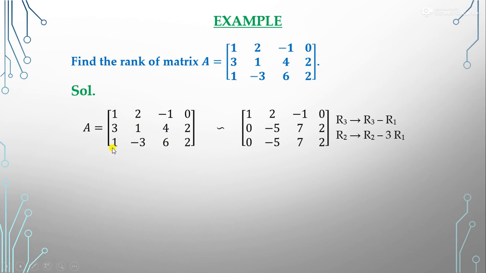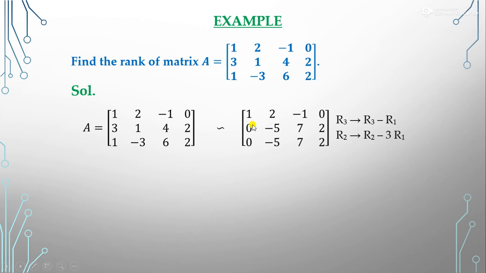R3 we change in R3. Suppose we take R3 minus R1, we subtract R1 from R3, so we get 0 here. So we use the operation R3 minus R1, so it becomes 0, and we apply R3 minus R1 to all elements, so it becomes minus 5, 7, 2. Now with the R2, how can we make 0 here? If we take R2 minus 3R1, when we apply this operation, we make 0 here.